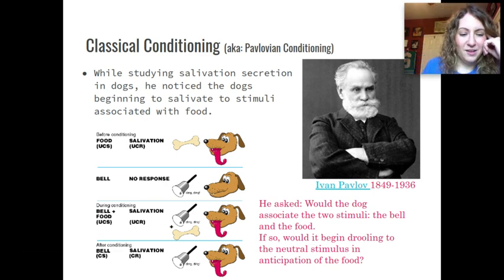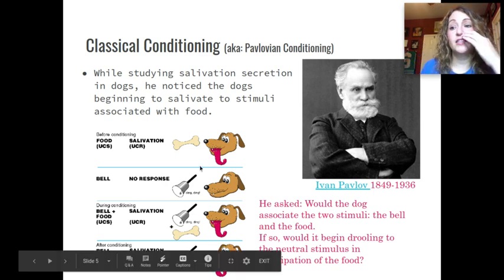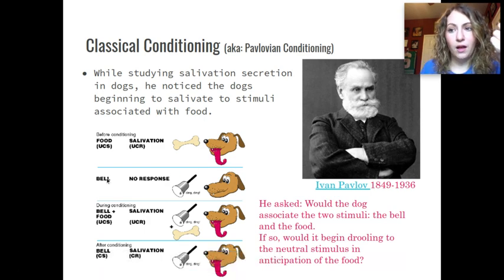So it's basically meat powder. It wasn't food. But after he did this pairing for so long, he realized that if he just rang the bell, because he would ring the bell, give the meat powder, ring the bell, give the meat powder, ring the bell, give the meat powder. After a while, he would ring the bell, not even present the meat powder, but it didn't matter. The dog was already salivating to just the bell. The dog learned to associate the bell with the meat powder.